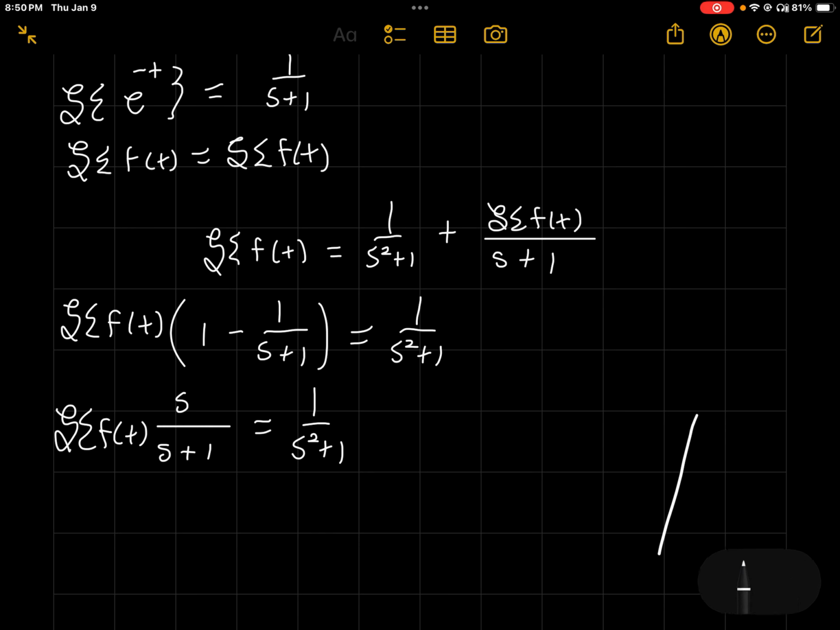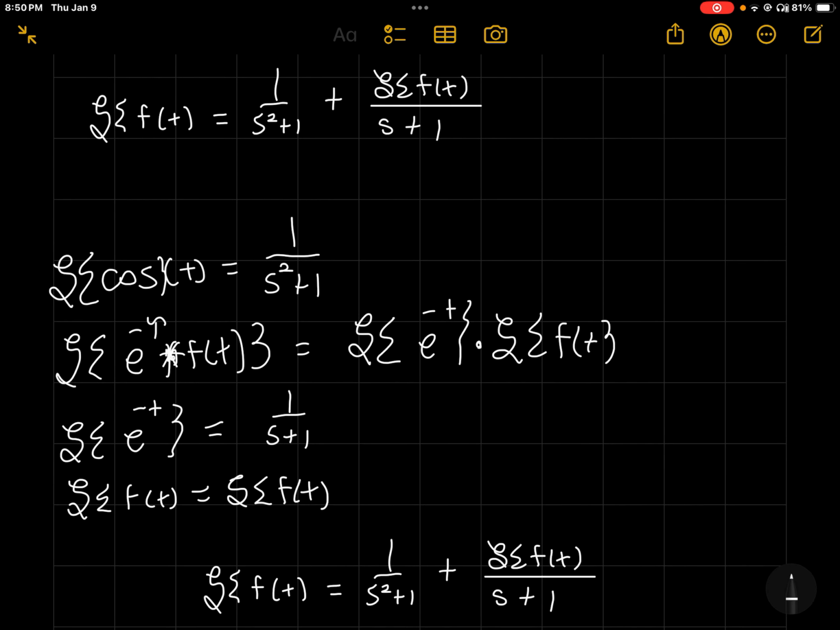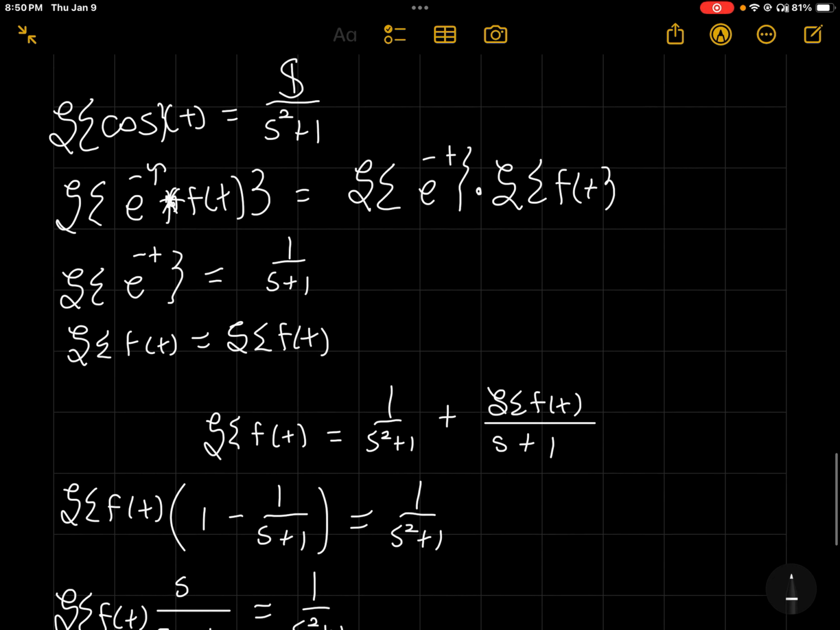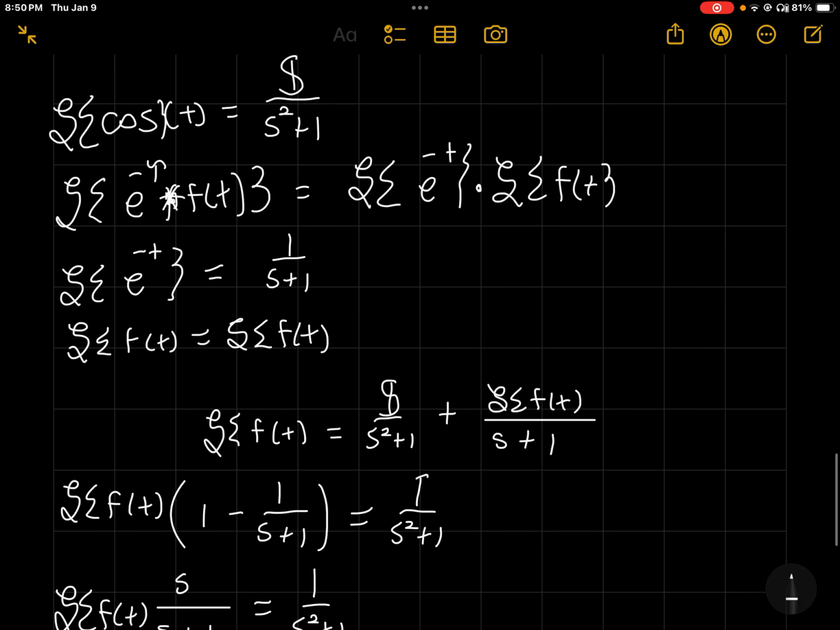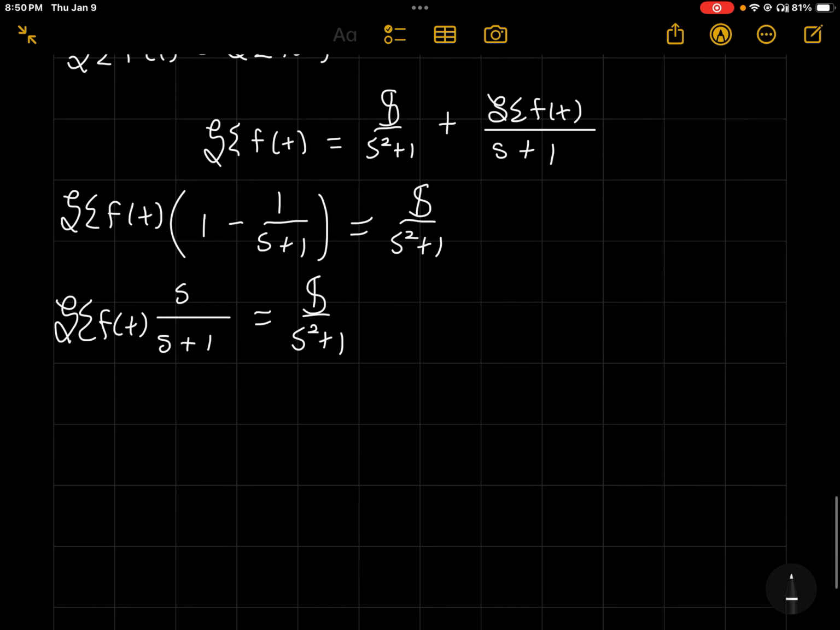Oh, I'm sorry. The Laplace transformation of cosine is actually s over s squared plus 1. So it's basically the same thing as everything we did, but it's actually an s in the numerator. I'm sorry about that, guys.